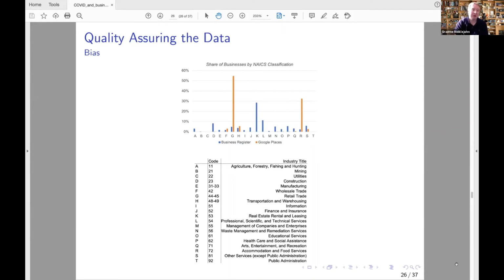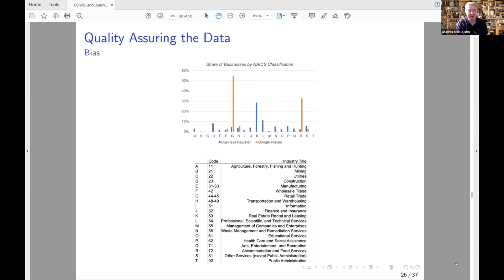data. So what the graph at the top shows is for British Columbia. The orange bars are the distribution by sector that we scraped from Google Places, compared to the blue bars, which is the distribution of sector from a more official business register. So the provincial government has a business register and a distribution. And as you can see, there's quite a lot of difference between our distributions.